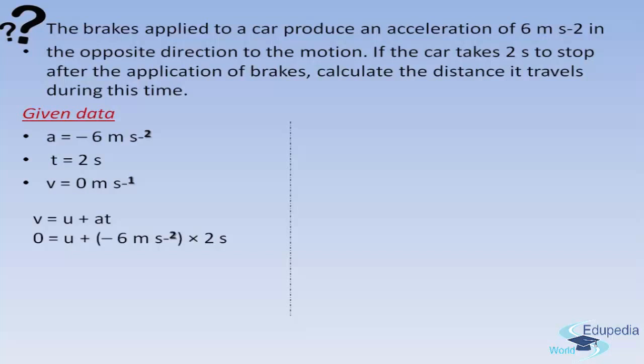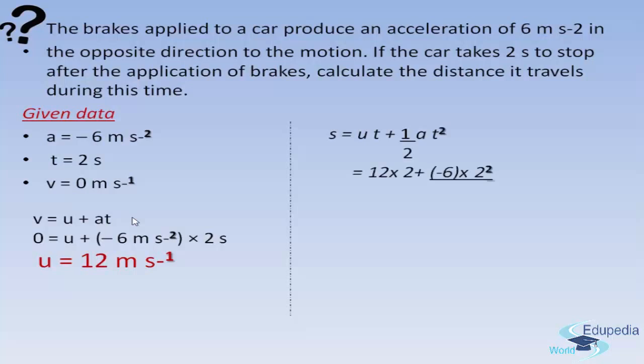Understand that here we cannot use a formula which has distance in it, because we are not given any value of distance. So we cannot use s = ut + ½at², neither can we use 2as = v² − u². The only formula that we can use is v = u + at, right? So when we substitute the values, we get the initial velocity equal to 12 meters per second.